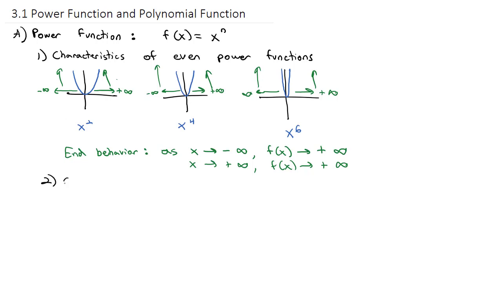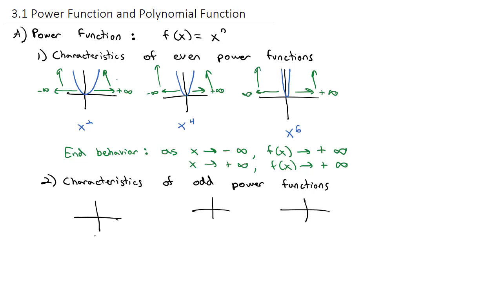Now we could contrast that with the characteristics of our odd powers. Let's draw a few graphs of these. These are just going to be rough sketches, but I'm going to start with x to the first power, which is going to be this guy, x to the third power, which comes up, flattens out, and goes up, and x to the fifth power, which comes up even steeper, flattens out, and goes up even steeper.